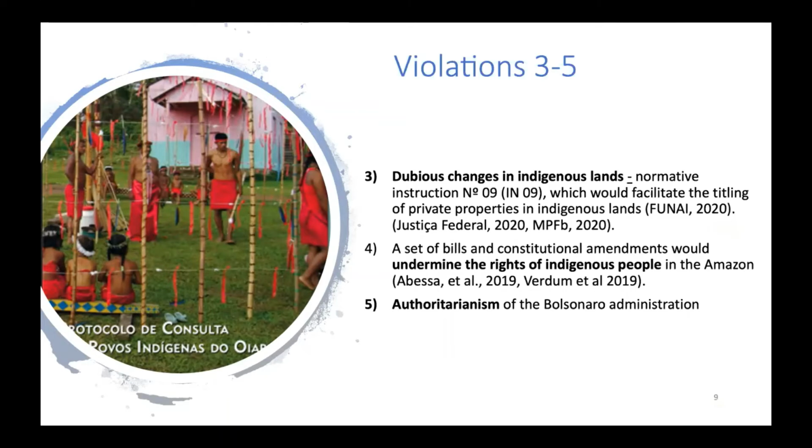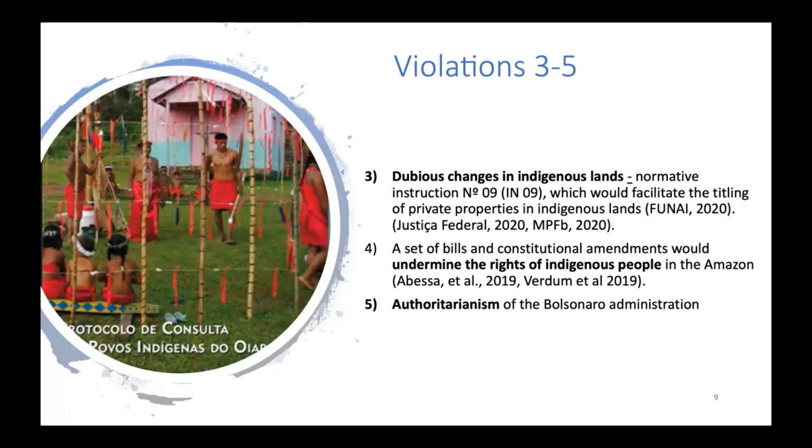So for the remaining violations, I would say the third one is dubious changes in indigenous lands. FUNAI issued normative instruction number 9 that facilitates titling in some areas that indigenous people have been seeking for demarcation or homologation. So they are facilitating the titling of private properties. And this normative instruction does not consider free, prior and informed consent. So they are not considering reaching or listening to indigenous people and their participation.